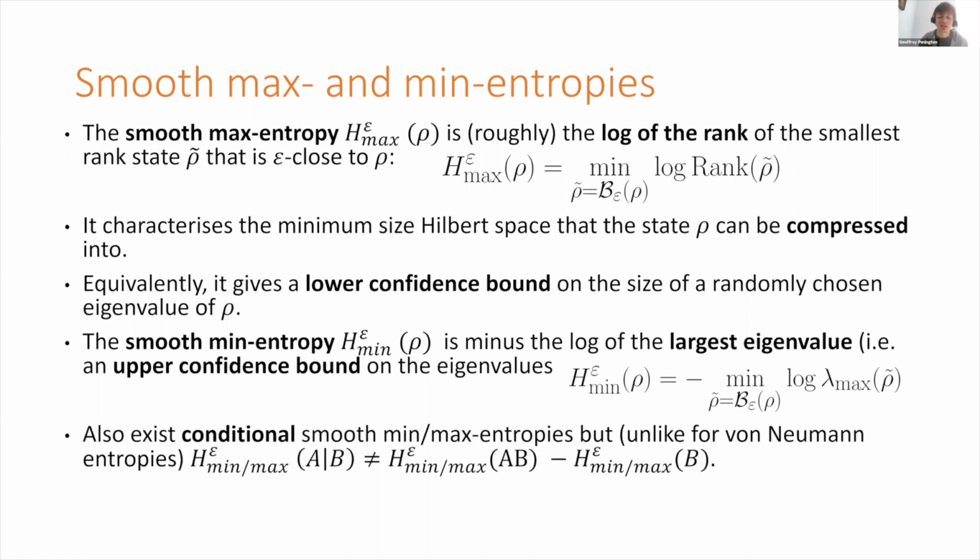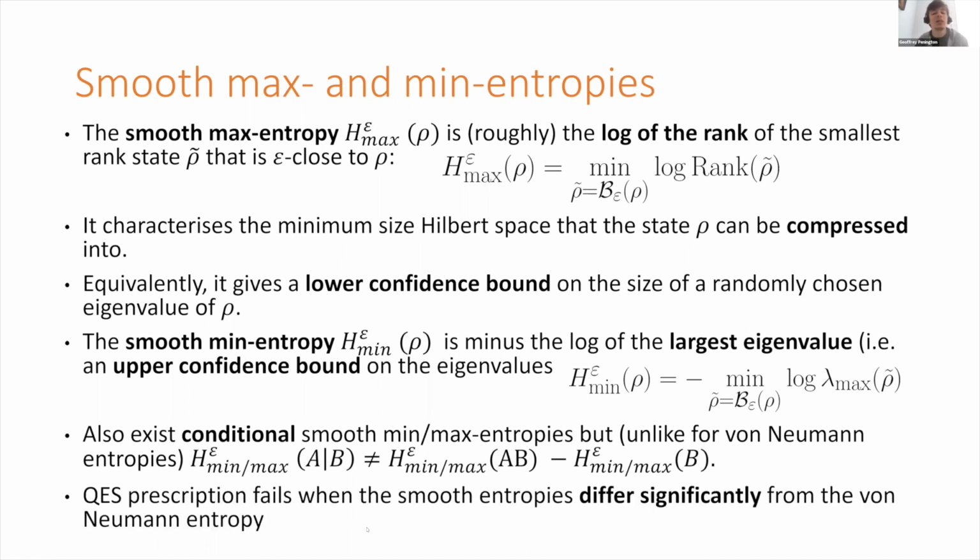It turns out there also exist conditional versions of these smooth min and max entropies. They'll play an important role in this talk, but I'm not going to give the definition because it's a bit messy and unenlightening. You can look it up in the paper. But there's a very important point here: a conditional von Neumann entropy is just defined as the von Neumann entropy of AB minus the von Neumann entropy of B on its own. For these smooth min and max entropies, that's no longer true. They no longer have this nice property that the conditional ones are just the difference between two non-conditional ones. That's going to play an important role.